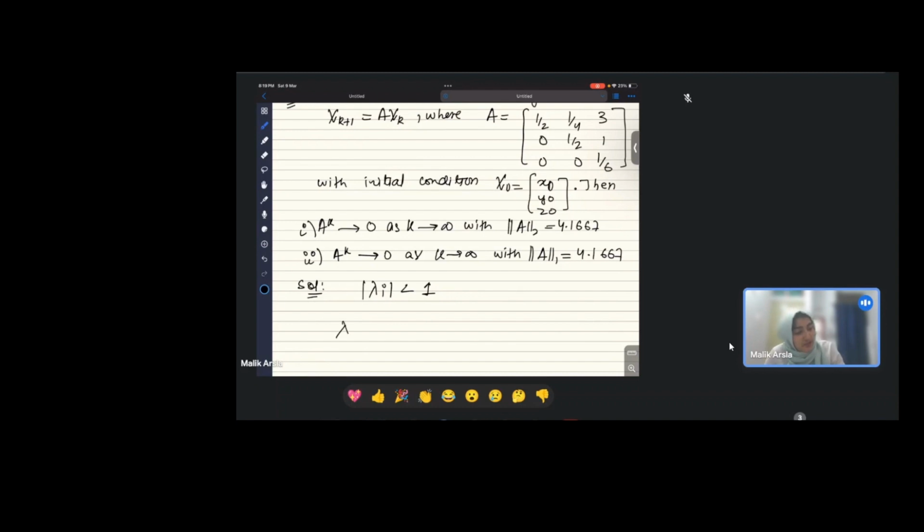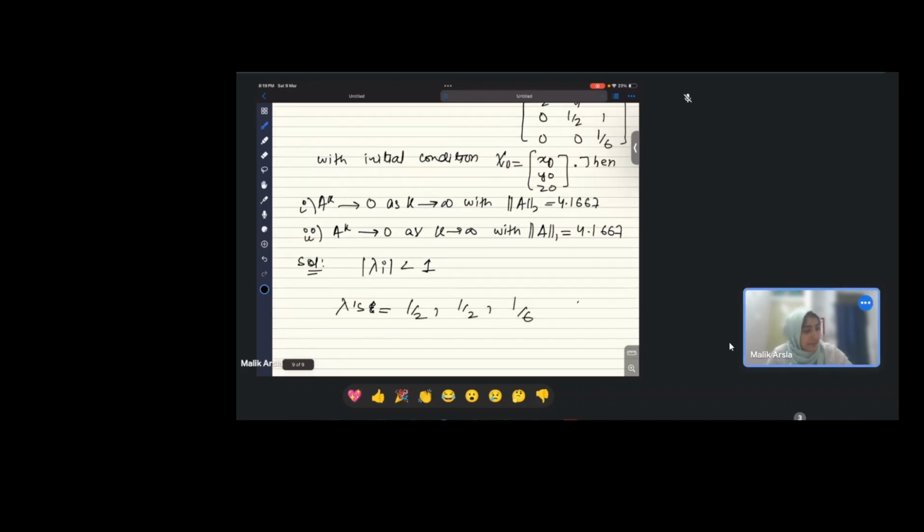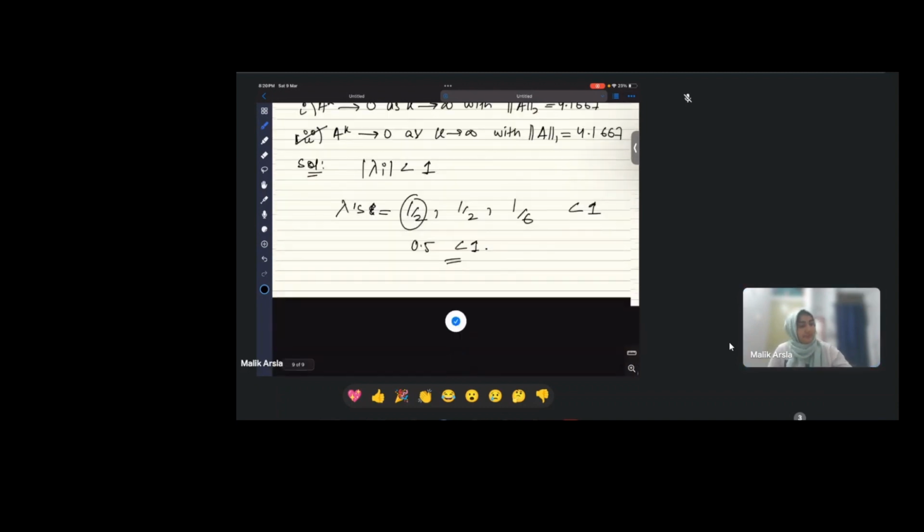So here you can see the lambdas are equal to 1 by 2, 1 by 2, 1 by 2 and 1 by 6. All of them are less than 1. Even the maximum among them is 0.5, which is less than 1. So that is why it is a convergent matrix. From here, the 1 norm and 2 norm we can simply calculate. So the second option is correct.